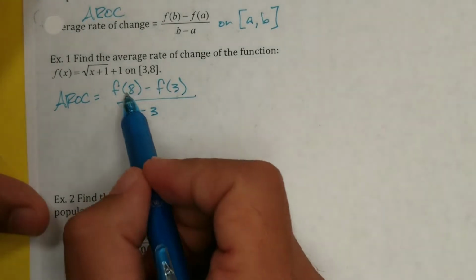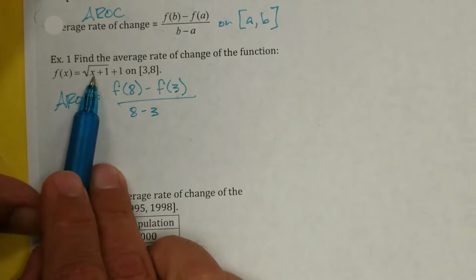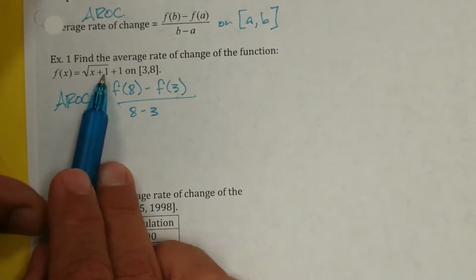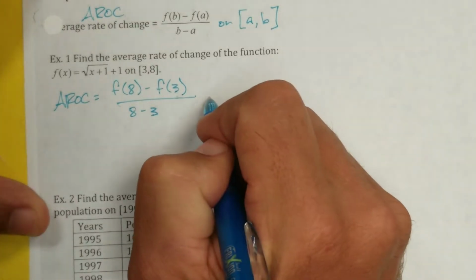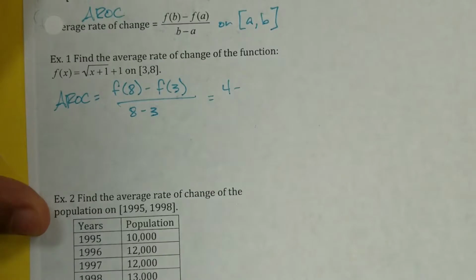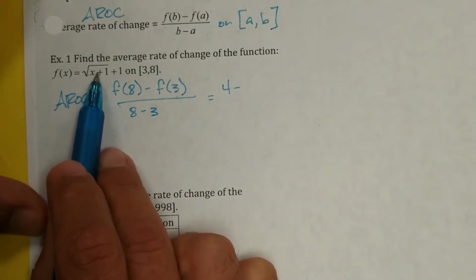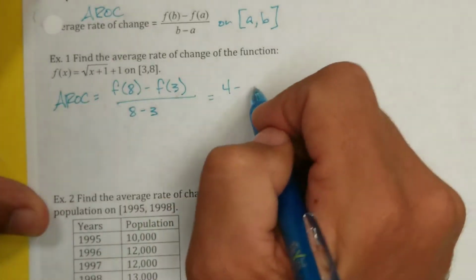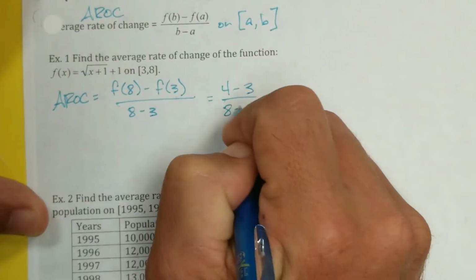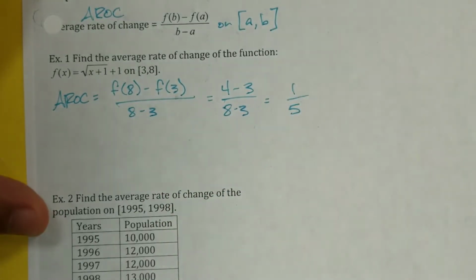How do we find f of 8? We just plug it in. So here we plug in an 8 there, we get the square root of 9, which is 3. So 3 plus 1 is 4. Plug the 3 in, we get a square root of 4, which is 2. And then 2 plus 1 is 3. And that's still over 8 minus 3. So we end up with 1 over 5.